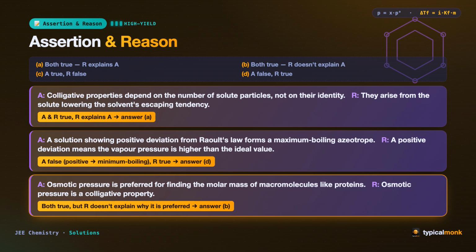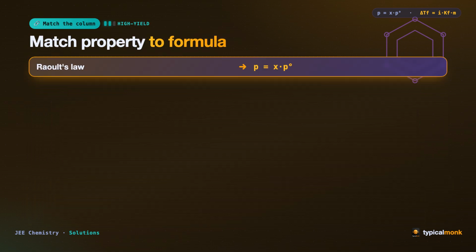Third pair. Assertion. Osmotic pressure is preferred for finding the molar mass of macromolecules like proteins. Reason. Osmotic pressure is a colligative property. Both are true, but merely being a colligative property does not explain why osmotic pressure in particular is preferred. That is because it gives large, measurable values at low concentration. So the reason does not explain the assertion. The answer is B.